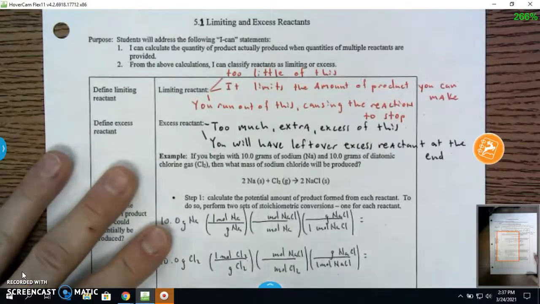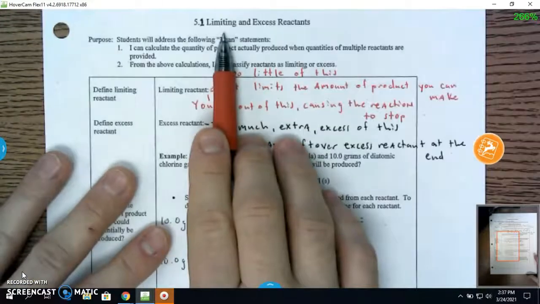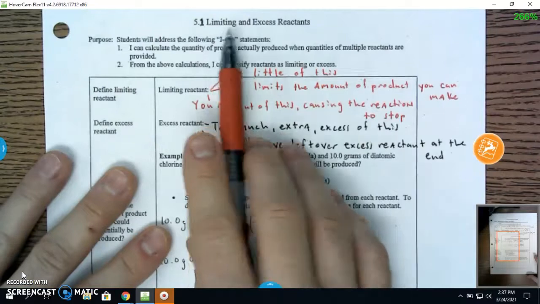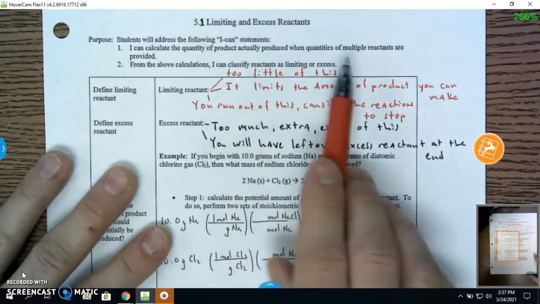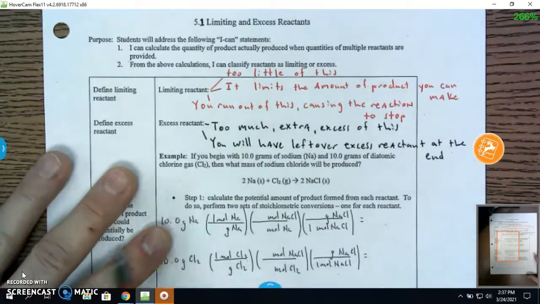Good afternoon, everybody. You can see we're going to be learning about limiting and excess reactants. I've started out by writing down a few notes, 5 total notes about limiting reactants and excess reactants. In just a minute, you can hit pause and write these down. Okay, go ahead and hit pause.